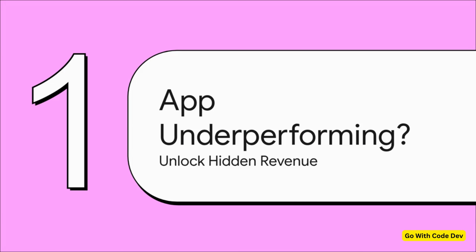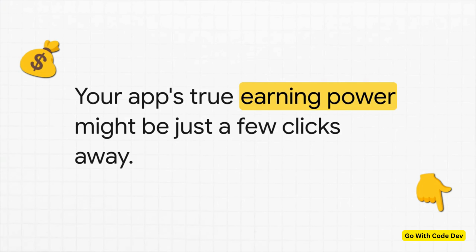All right, first up, is your app underperforming? Let's talk about unlocking that hidden revenue potential. And here's the core idea you have to grasp. Your app's true earning power could be just a few clicks away. See, AdMob isn't just a place to serve ads. It's a goldmine of really powerful, specific suggestions. Google has already done the number crunching, and they have recommendations just sitting there waiting for you.